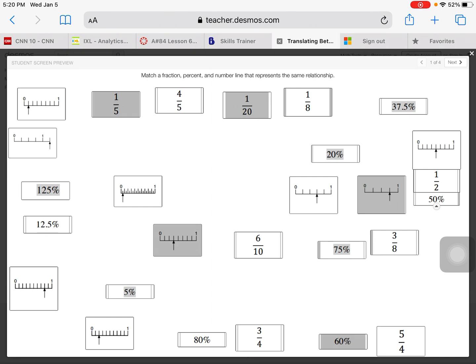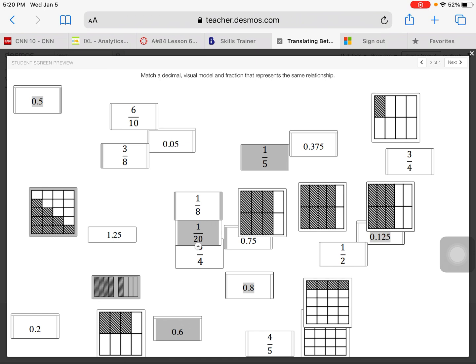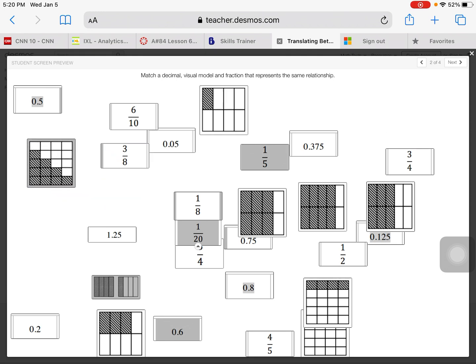Once you've got it as a fraction, then you can divide to get it to be the decimal and make it the percent, okay? Then you're going to get to slide number 2. Once you get to slide number 2, instead of number lines, you now have fractions in a visual model.